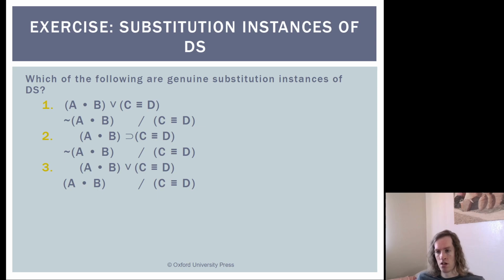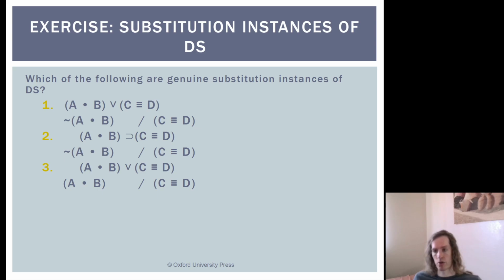Disjunctive syllogism. So here are a couple of examples. In the first instance, instead of alpha and beta, we have not exactly complex well-formed formulas, but a little bit more complex. We have A and B, or C if and only if D. We know that it's not the case that A and B, therefore we conclude C if and only if D. Whenever we have a disjunction as one premise, and the negation of one of the disjuncts as another premise, then we can conclude that the other disjunct is true.